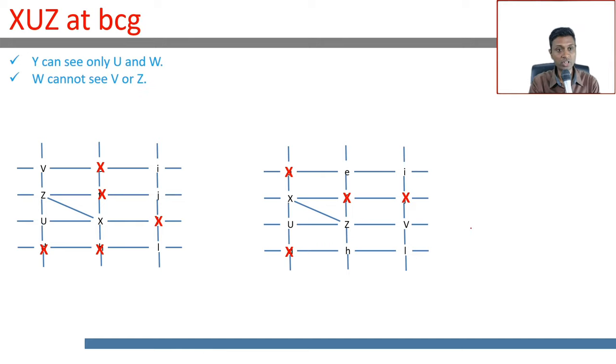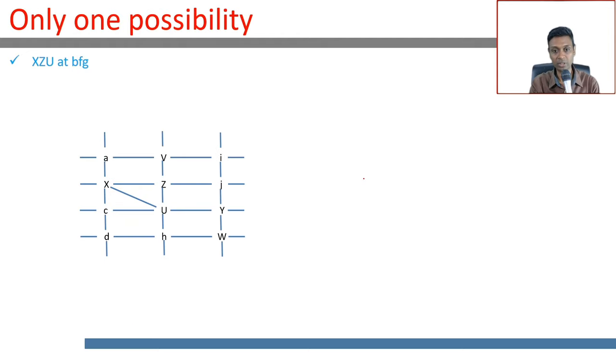Now, let's go to this constraint. Y can see only U and W. From U, Y should be able to see U. There's no possibility here. U were here. There's no available slot here, no available slot here, nothing else is opened up. So this is not possible. U here, nothing opened up here, nothing opened up here. Again, this is not possible. Both of these are not possible. That means we have just this one glorious possibility, X, Z, U at that BFG triangle, and then Y and W here. So X, Z, U, U, Z, V in a straight line like this, Y and W like this.